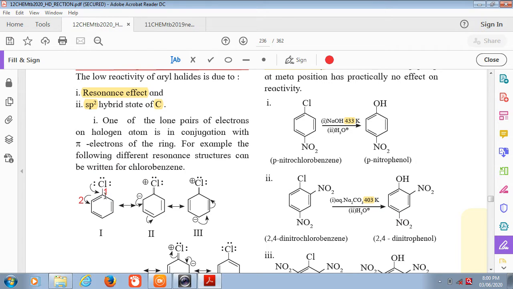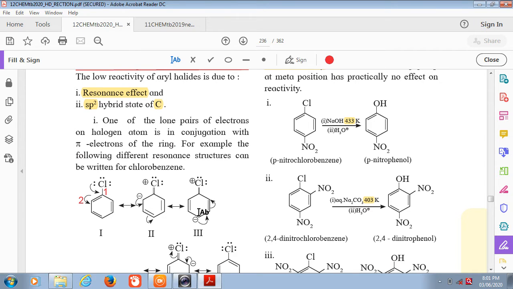The electron pair between carbon number 1 and carbon number 2 shifts to carbon number 2, with carbon number 2 carrying a negative charge and chlorine carrying a positive charge. In the next resonating structure, this electron pair on carbon number 2 gets shifted between carbon number 2 and 3, and the electron pair between carbon number 3 and 4 gets shifted to carbon number 4.